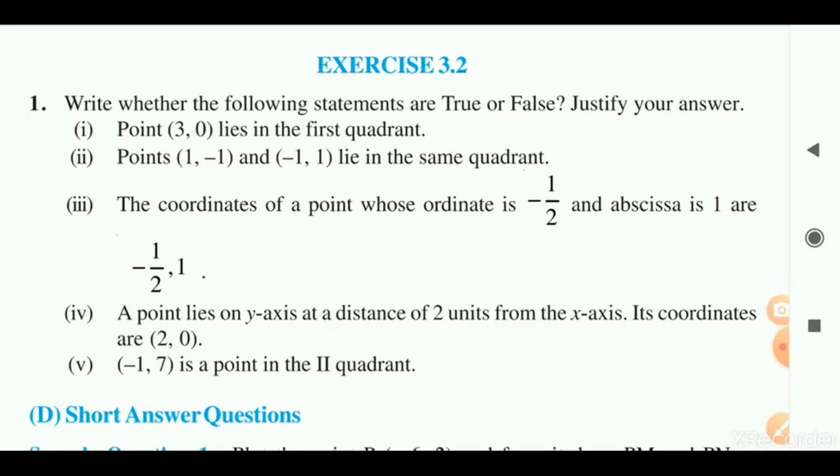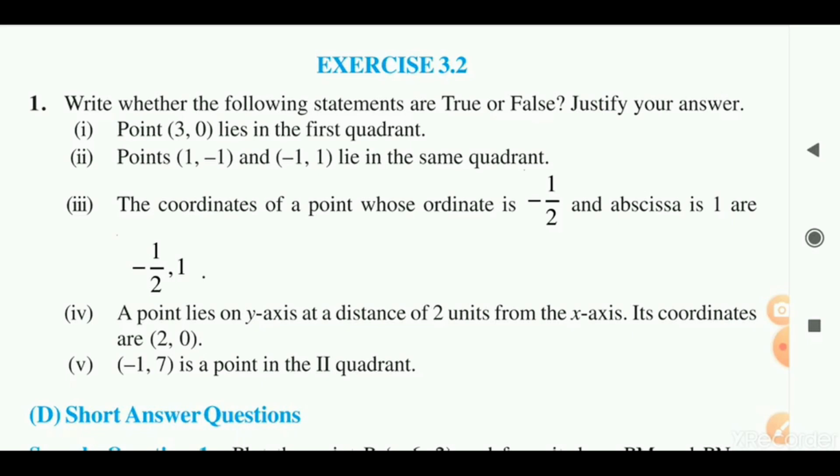Today we are going to solve exercise 3.2 from the NCERT Exemplar book, and thereafter we will solve exercise 3.3. So let us start. In this exercise, let us read the first question. Here we have: write whether the following statements are true or false. Justify your answer. So for that, let us read the first statement we are given.